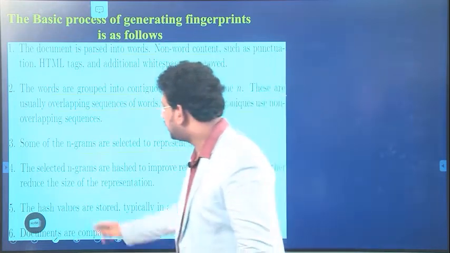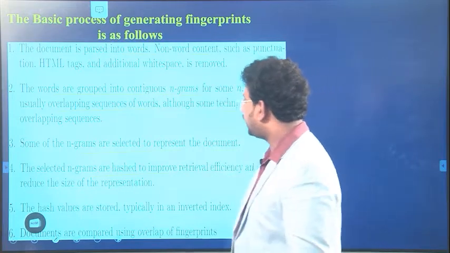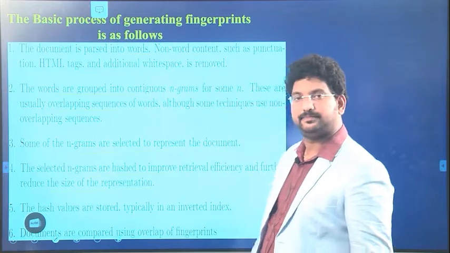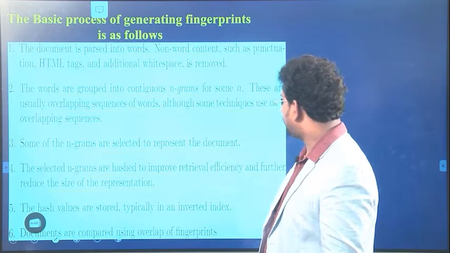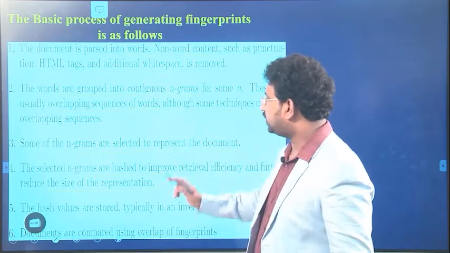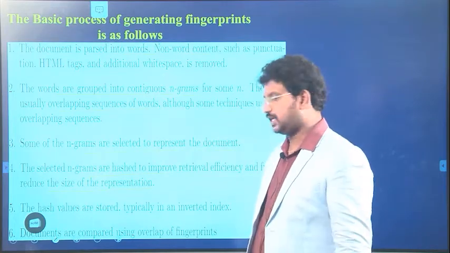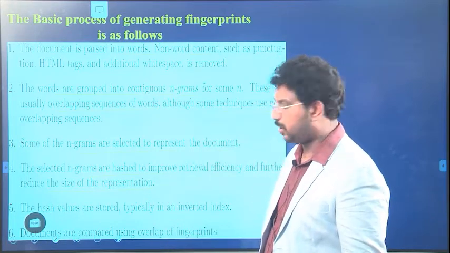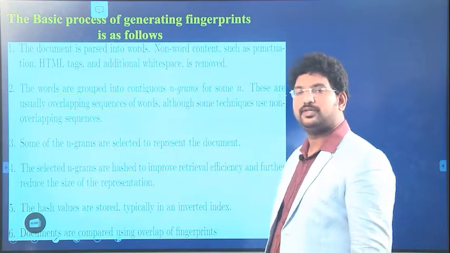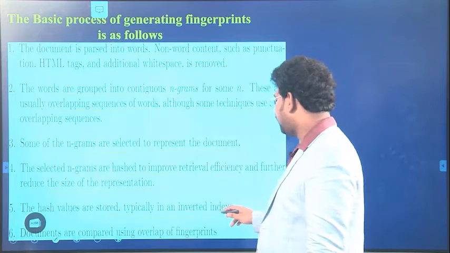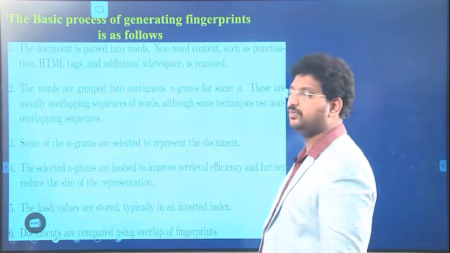And the fourth point is that the selected n-grams are hashed to improve retrieval efficiency and further reduce the size of the representation. And the fifth point is that the hash values are stored, typically in an inverted index. All the hash values are stored in the typical format of the inverted index. And the last step is that documents are compared using the overlap of fingerprints.